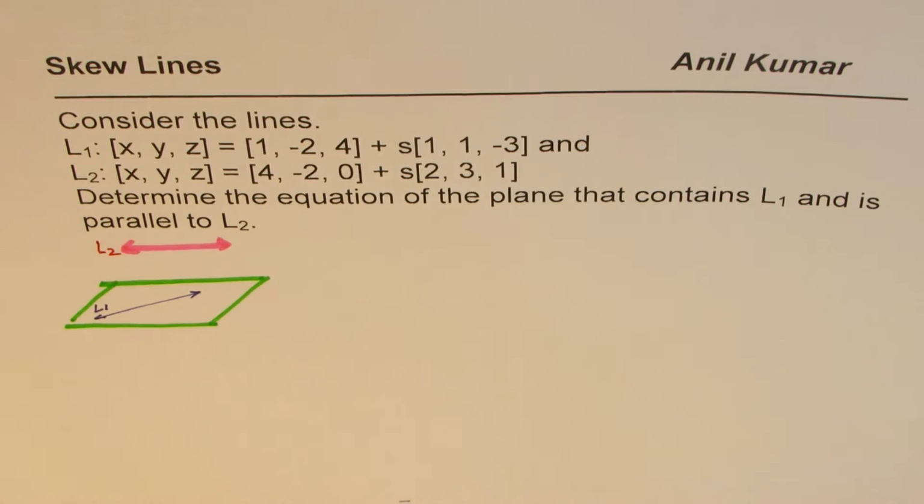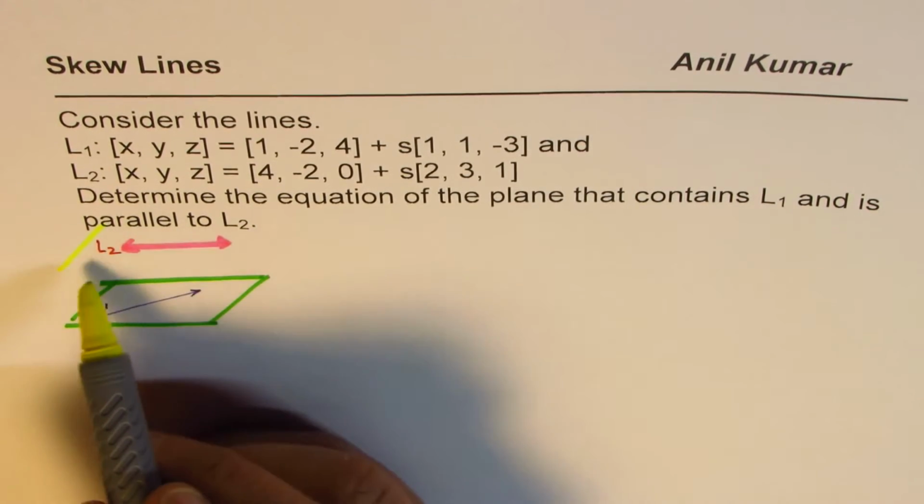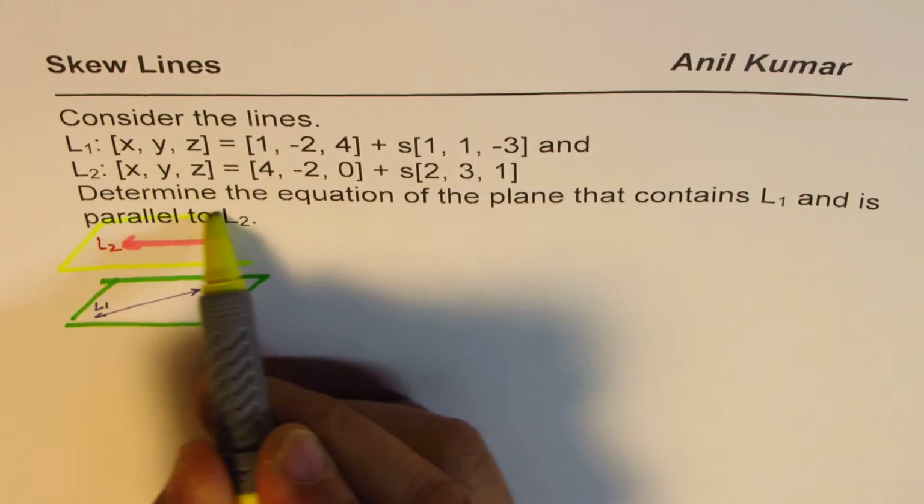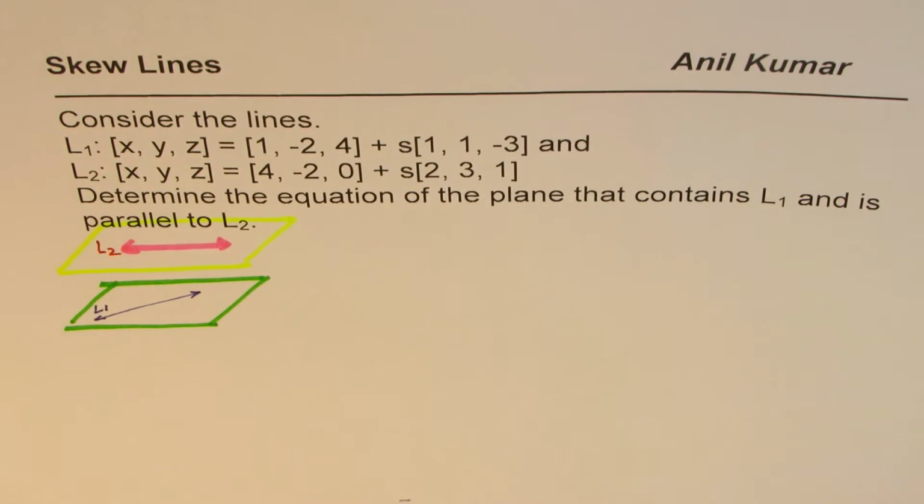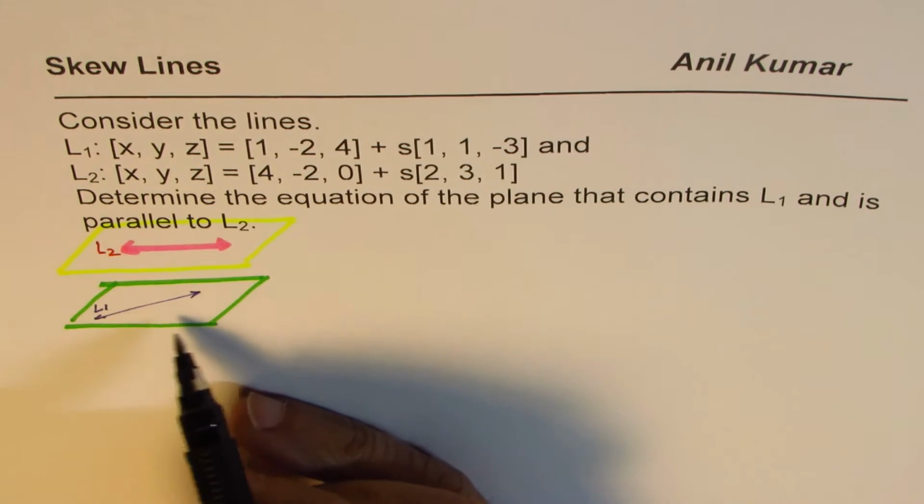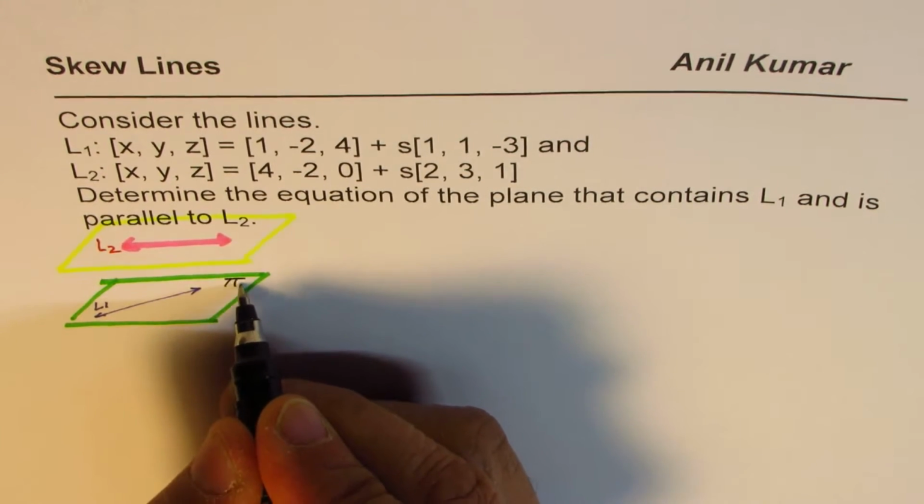Now since this is in a parallel plane, let me just sketch one here which could be a parallel plane, right? Since these two planes are parallel, the lines will never intersect, and such lines are skew lines, right? So I hope that picture gives you a good concept of skew lines. And now let us see how to find the equation of the plane which contains one of the lines and which is parallel to the other line. So let's call this plane pi 1, okay.